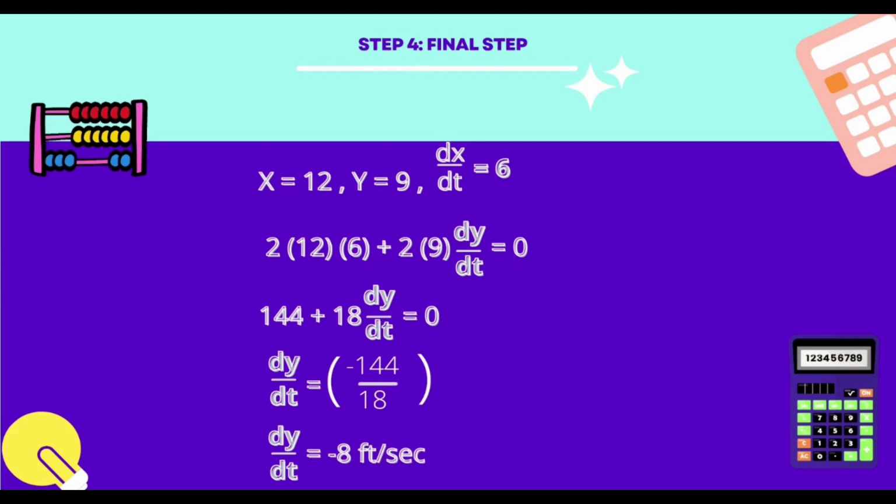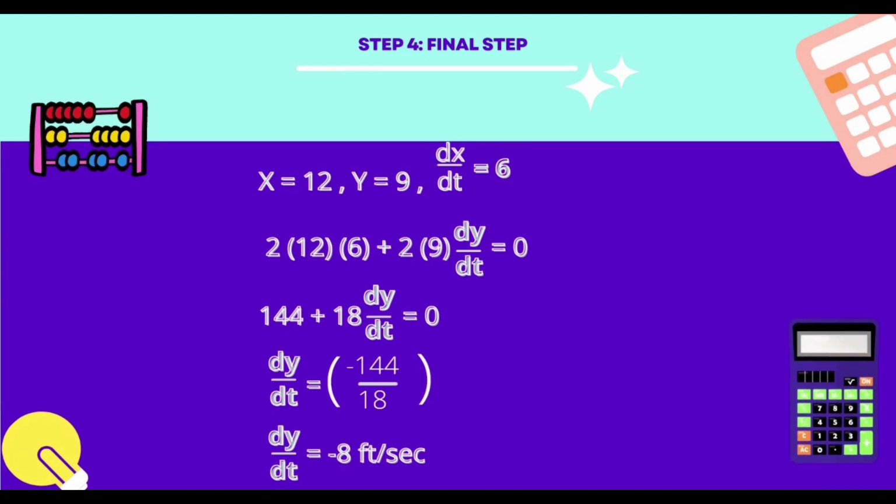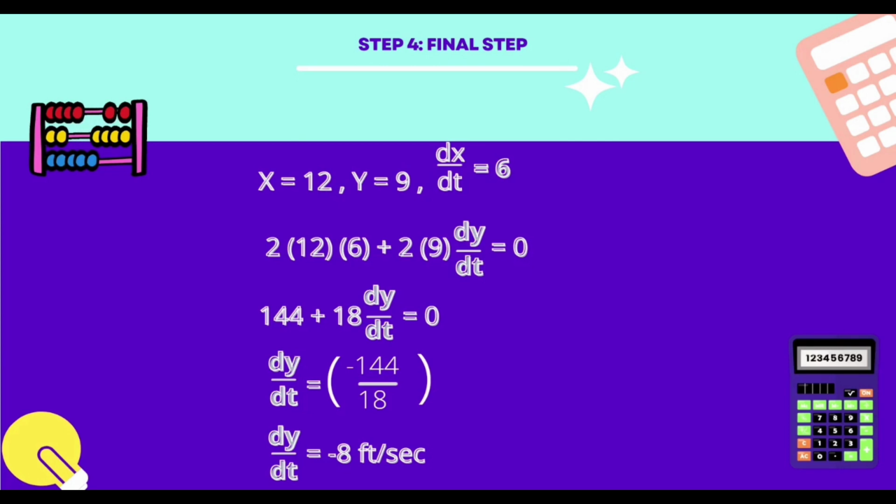The last step, step number 4, we already know that x equals 12, dx over dt equals 6, and y equals 9. Then we apply the formula 2x dx over dt plus 2y dy over dt equals 0. After we apply the formula with everything we have, we get 2 times 12 times 6 plus 2 times 9 dy over dt equals 0. Finally, we get dy over dt equals negative 8 feet per second. So the final answer is negative 8 feet per second.